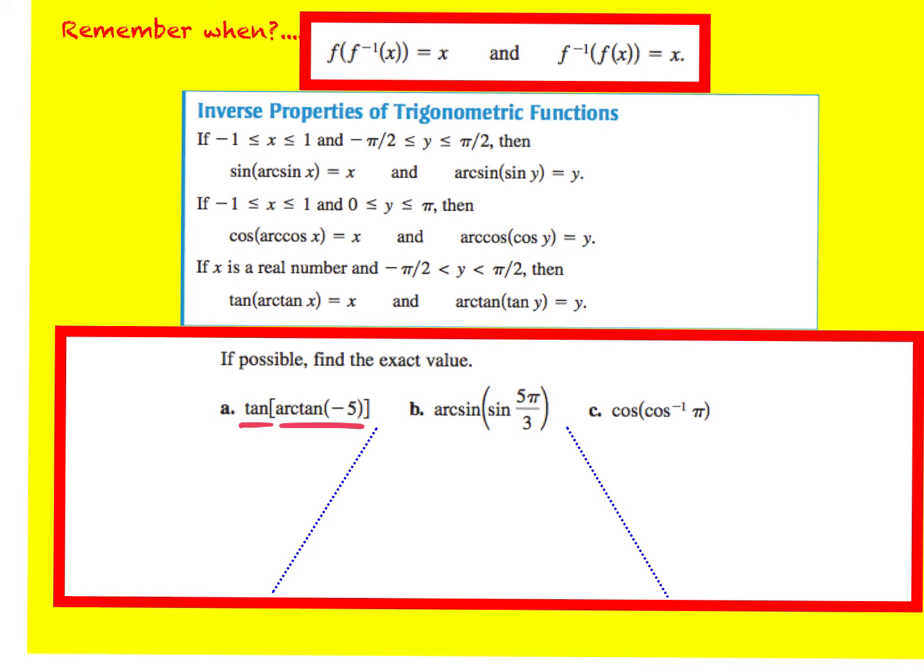So if I tangent an arctangent, guess what I get left with? Negative 5. And we're done. All right, let's look at this next one. This is more likely how I will start asking questions on it.